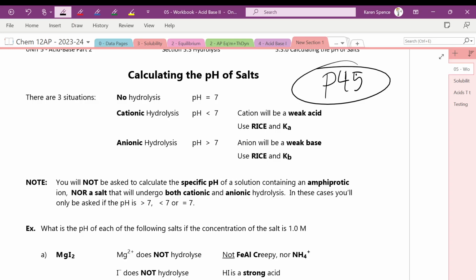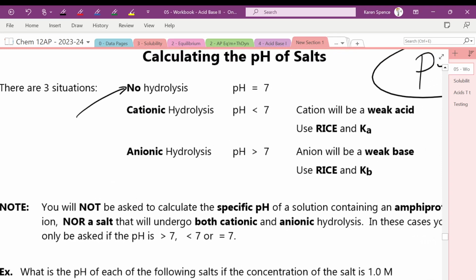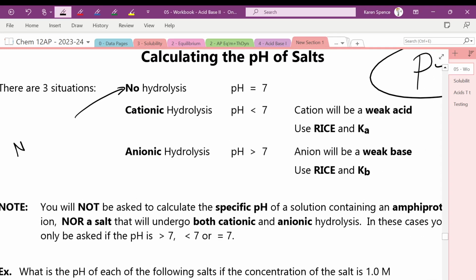You could be asked to actually do the calculation. So if there's no hydrolysis, you don't actually have to do any calculation. So no hydrolysis, no calculation necessary. pH is just 7.